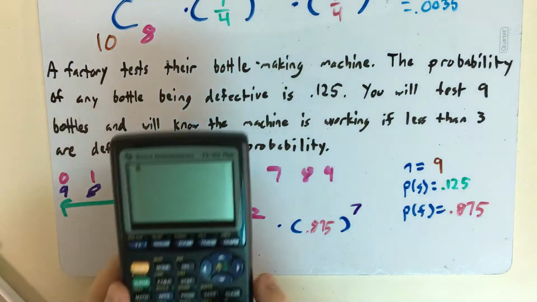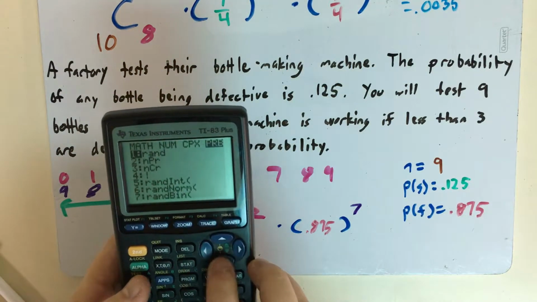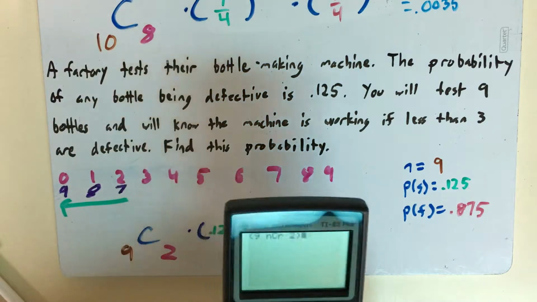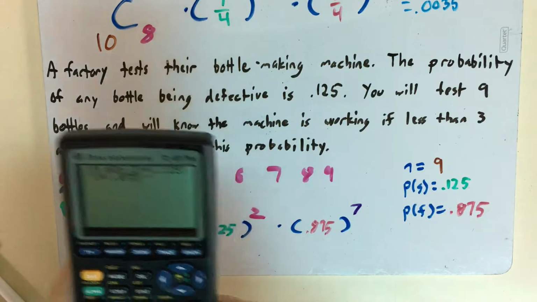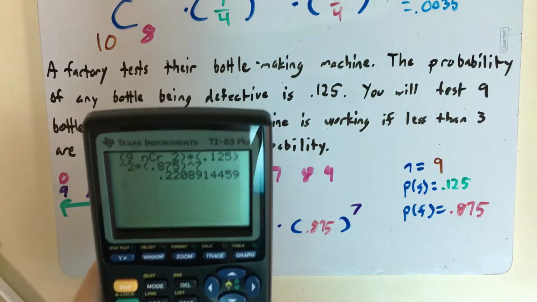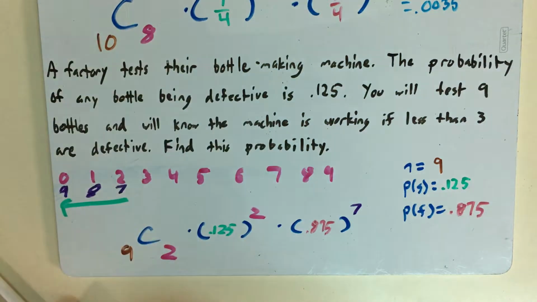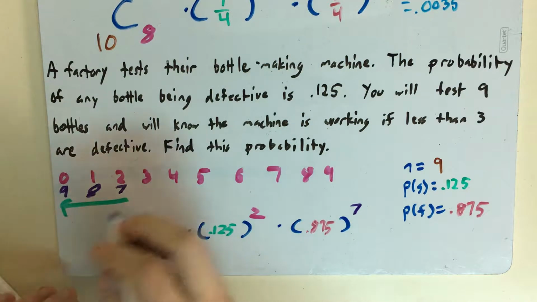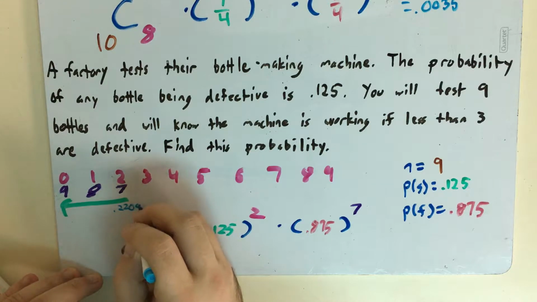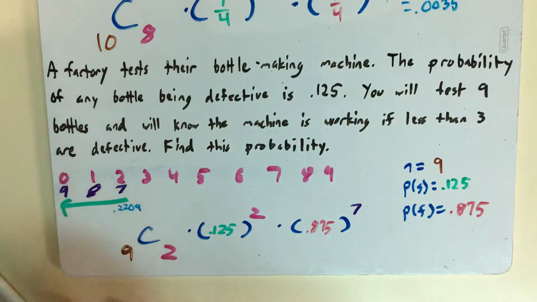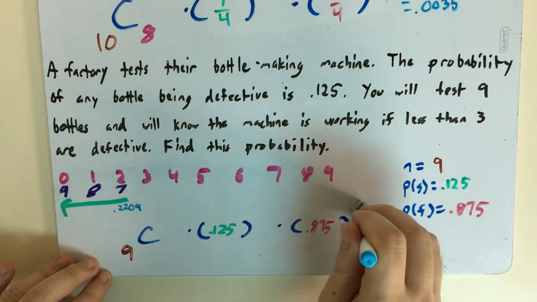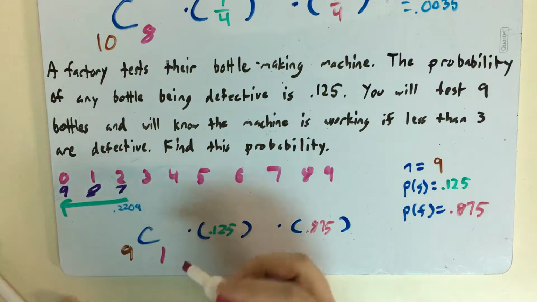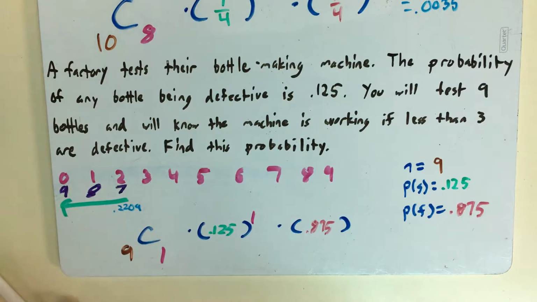And go ahead and break out my calculator and do this formula. 9, choose 2. Times 0.125 to the second times 0.875 to the 7th gives me 0.22089, okay? Or 0.2209. Next, we'll tackle 1 success and 8 failures. That's 9, choose 1. That's to the 1st power, and that's to the 8th power.